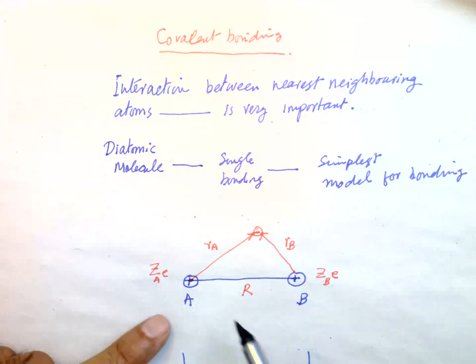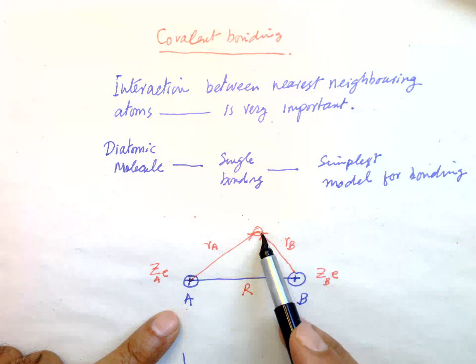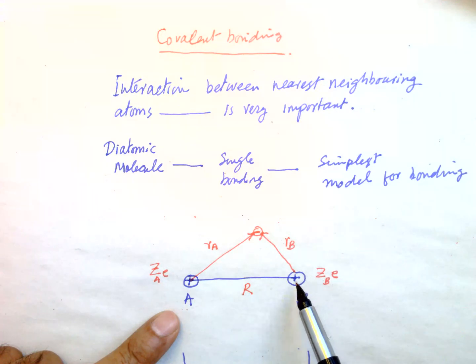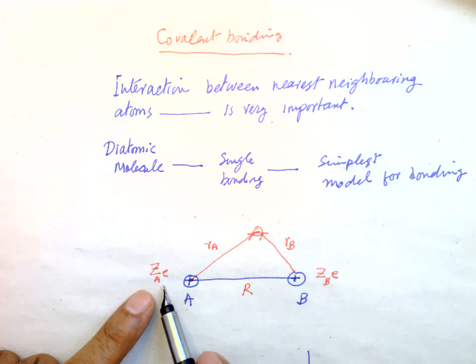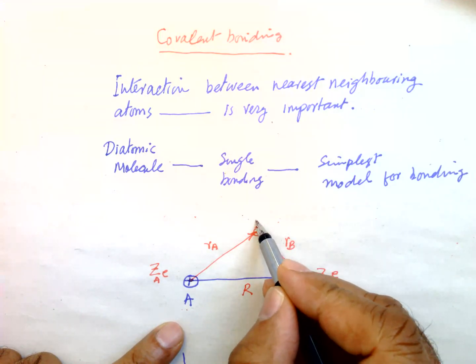So, A atom and B atom. This is the electron. The distance is Ra and this is Rb, and the interatomic internucleus distance is R. And then the charge on the A nucleus is ZaE and on B is ZBe, and on the electron is minus e.